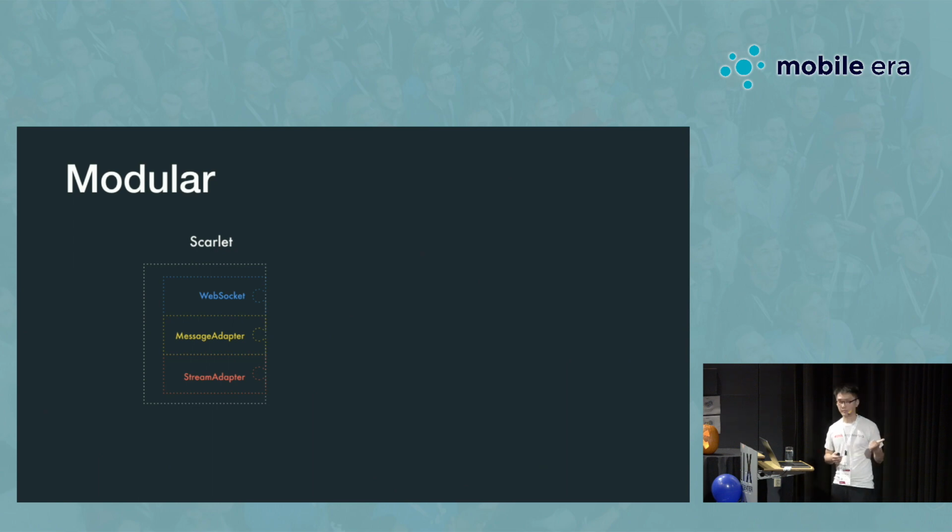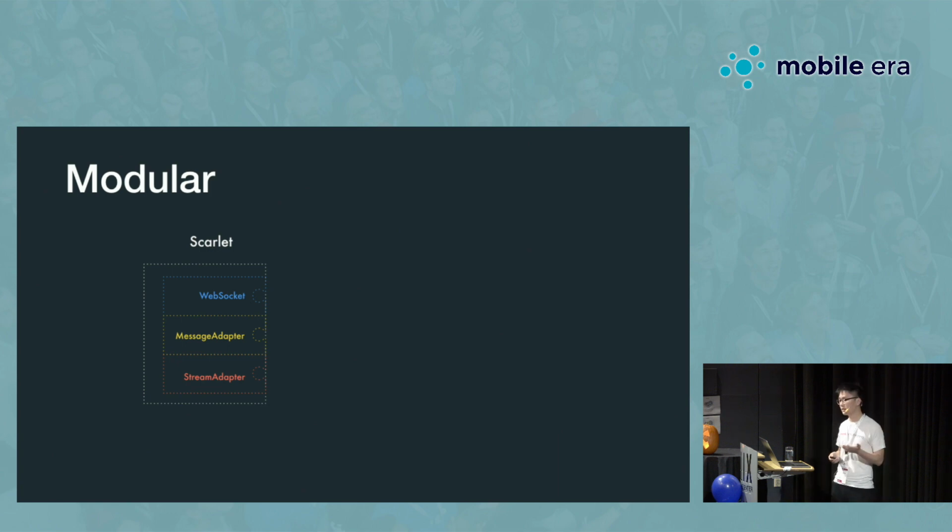And Stream Adapters encapsulate the conversion between different asynchronous abstractions. I will explain each of them later. Let me first show you why we made Scarlet modular.